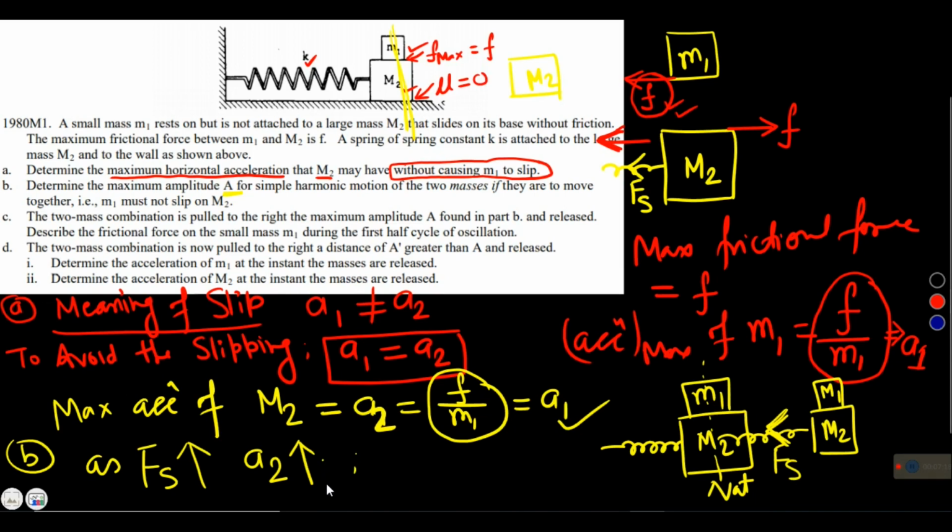So it may start slipping. Why? Because if a2 starts increasing, then a2 may not be equal to a1, and there will be a chance of slipping, right? That's why the question is asking what the maximum amplitude A is. What should be the maximum amplitude A for which the two masses will not slip? So let us find this.